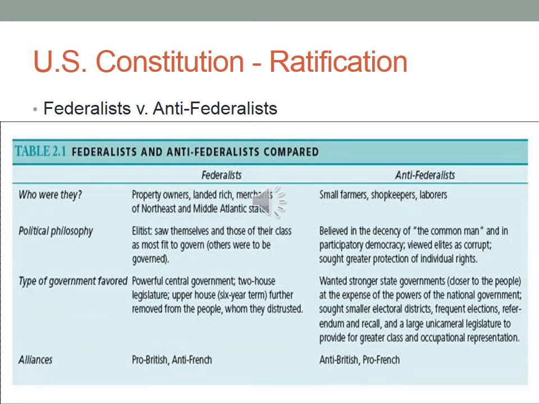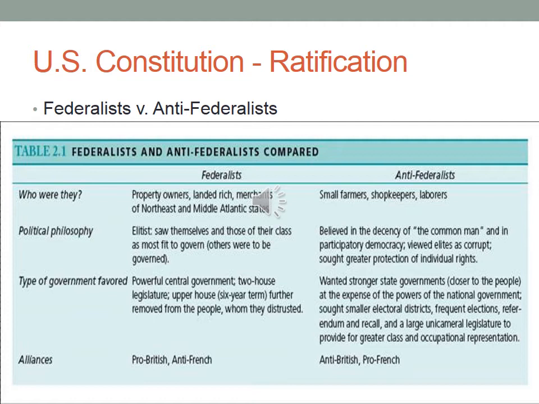Their political philosophies: Federalists were elitist. They saw themselves and those of their class, the elite class, the educated class, as most fit to govern. Others were to be governed. So, in a lot of ways, they felt there were some people who were better than others, and those people needed to be the leaders, those that govern. The Anti-Federalists believed in the decency of the common man and participatory democracy. They believed that the masses could govern themselves. They viewed elites as corrupt, and they sought greater protection for individual rights.